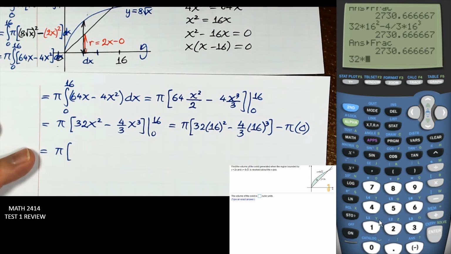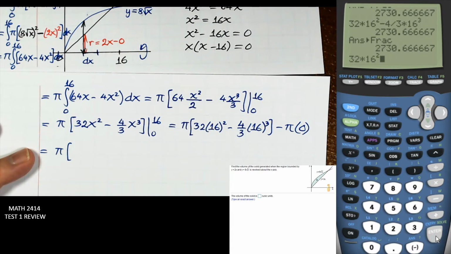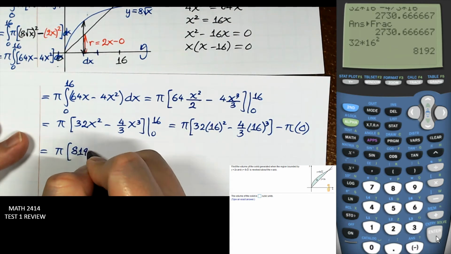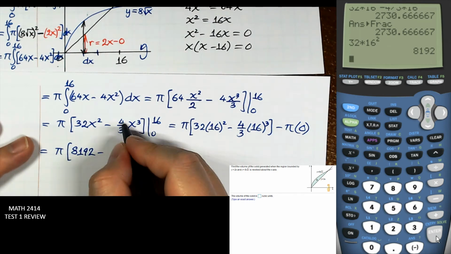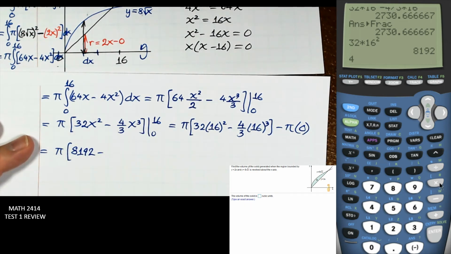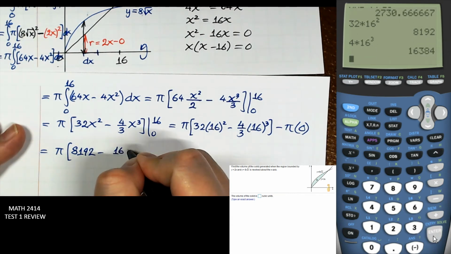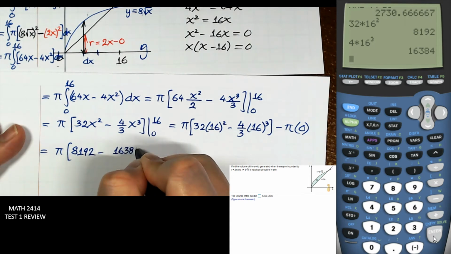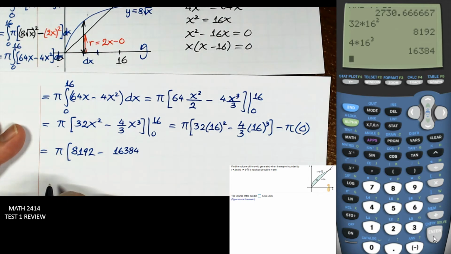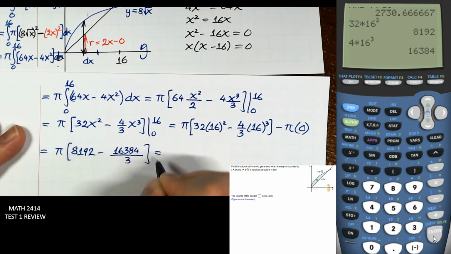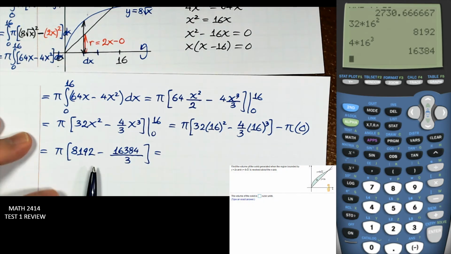32 times 16 squared, and then 4 times 16 cubed, which is twice as much. Really? Yeah, looks like that. Divide by 3. Right, multiply with the common denominator.